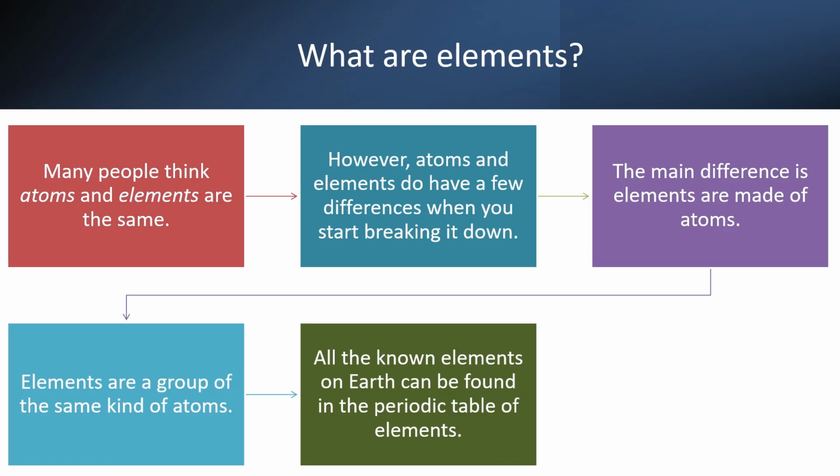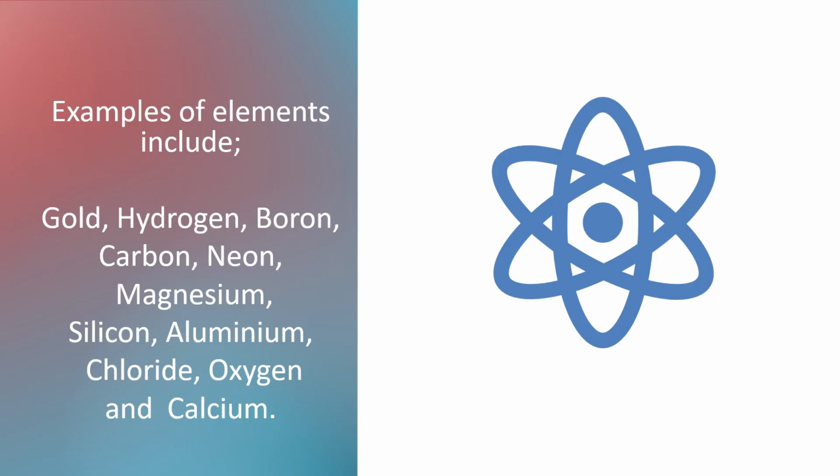What are elements? Many people think atoms and elements are the same. However, atoms and elements do have a few differences when you start breaking it down. The main difference is elements are made of atoms. Elements are a group of the same kind of atoms. All the known elements on Earth can be found in the periodic table of elements. Examples of elements include gold, hydrogen, boron, carbon, neon, magnesium, silicon, aluminum, chloride, oxygen, and calcium.